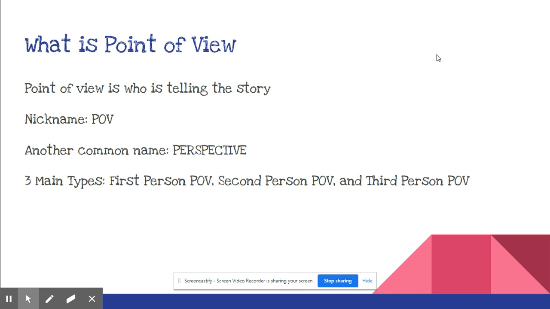And there are three main types. There's first person POV, second person POV, and third person POV. Now, these do get a little more in depth, but right now we're just going to focus on the main three, and then we'll move on to the more in-depth ones.